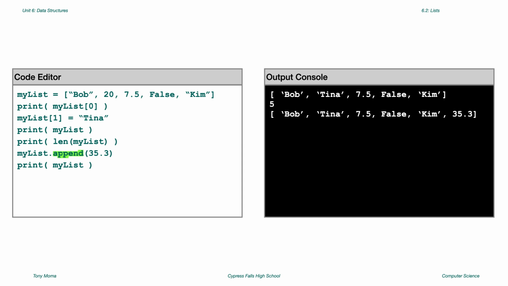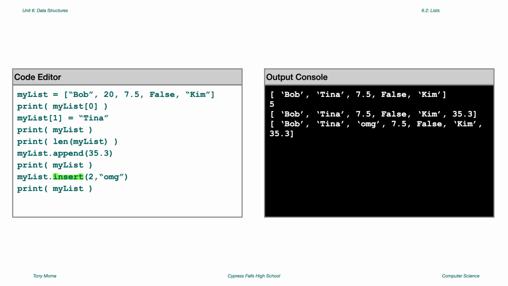However, sometimes our needs are more specific. Sometimes we need a value to be added at a certain location inside the list. In that case, we would use the insert method. In this example, what we're saying is we want the value OMG to be inserted at index 2. That means the value that's currently at index 2, which is 7.5, and every value behind it is going to move one space to the right to create space for OMG. Thus, when we print out my list, you'll now see OMG at index 2, and the value that was previously at index 2, as well as all the values behind it, have all moved one space to the right.